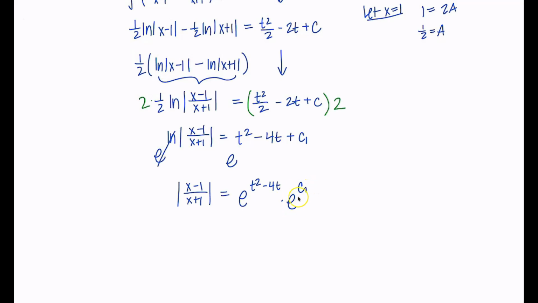So now e to the C1 is also just some generic constant. So I'm going to change that to, let's say, some C2 value, and I'm going to put it in the front. So this is some C2 e to the t squared minus 4t, and this is equal to the absolute value of x minus 1 over x plus 1. Whew, okay, need more space.